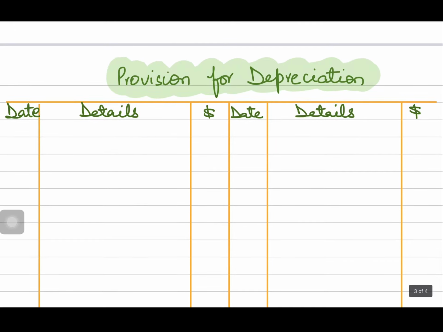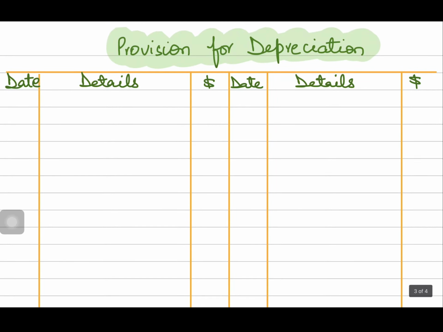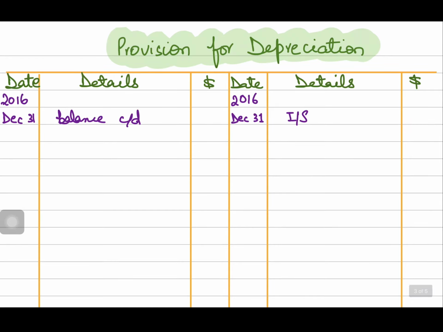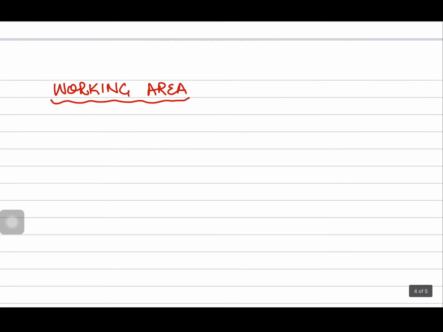Now let's move to our next account, which is provision for depreciation account, and this is going to be really interesting. So the first year is year 2016. There is no balance brought down, so we know that there will be just two entries in this year. For December 31st, there will be the income statement entry, that is the current year depreciation charge, and on the same date the balance carried down figure, which will be same in this year because we don't have the balance brought down. Okay, so let's calculate depreciation for year 2016. Alright, so this is my working area. We know that how many types of machineries are there in this question?